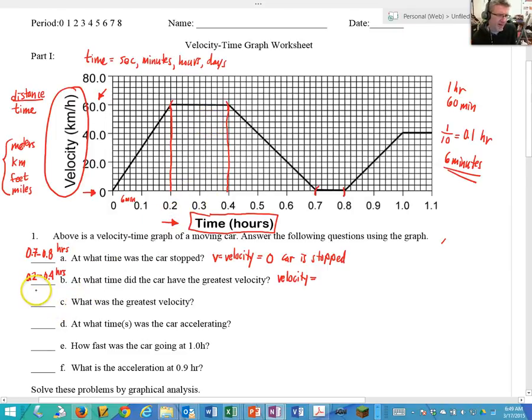What was that greatest velocity? So we said it was 60 kilometers an hour. Hey, and just to be really precise, make sure you put the units there, right?